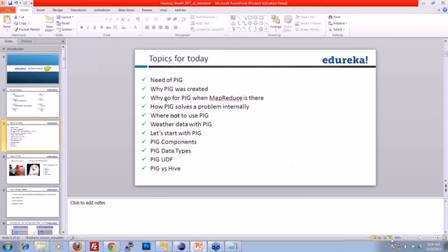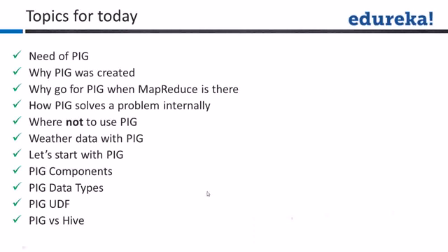We're going to understand why Pig is needed, why it was created. I'm sure some of you already understand that. Why go for Pig when MapReduce is there? What is the problem which Pig is actually solving, and how does Pig actually work internally?